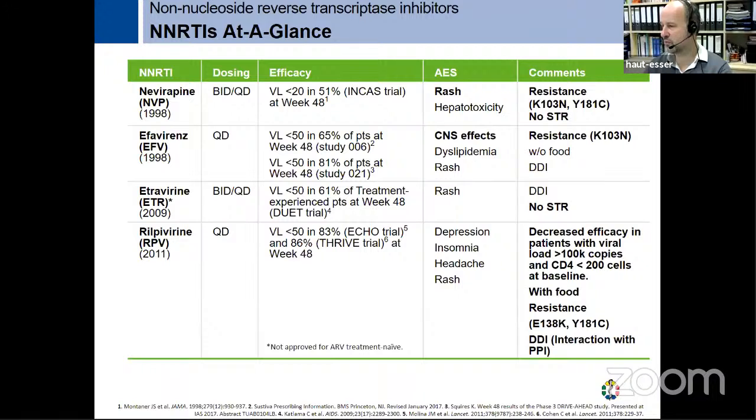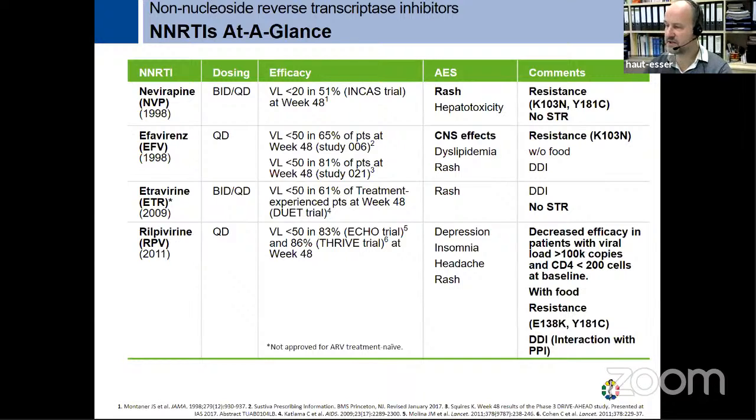Etravirine is normally more than one pill. There is no STR. It also has some drug interactions, but a different resistance profile compared to nevirapine and efavirenz. Rilpivirine is very well tolerated in an STR, but has a lot of drug-drug interactions, especially with PPIs like pantoprazole. That is a big problem, because in Germany many people use this medication over the counter. If they use it, their rilpivirine drug level is too low for efficacy.